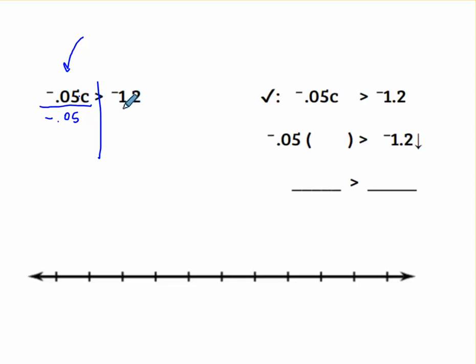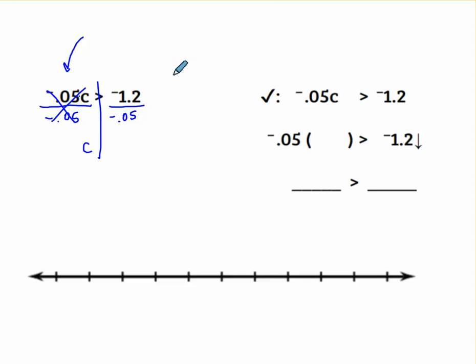Okay, whatever we do on this side, we also do the exact same thing on the other side. So negative 0.05 divided by itself cancels out. So I'm left with C. And then I need to come over here and do the work here. And this is where most of y'all messed up because you didn't really work it out.